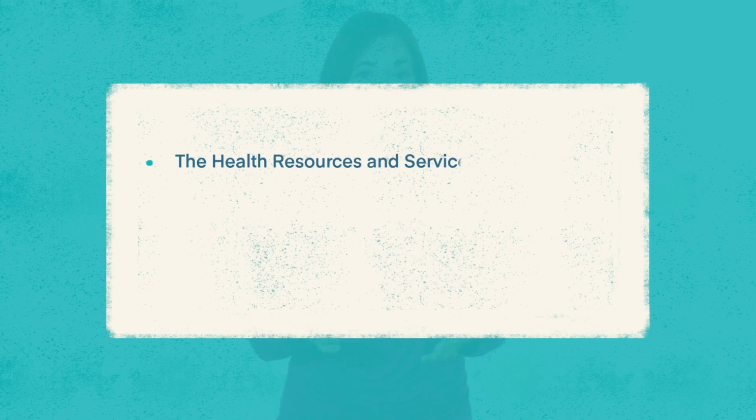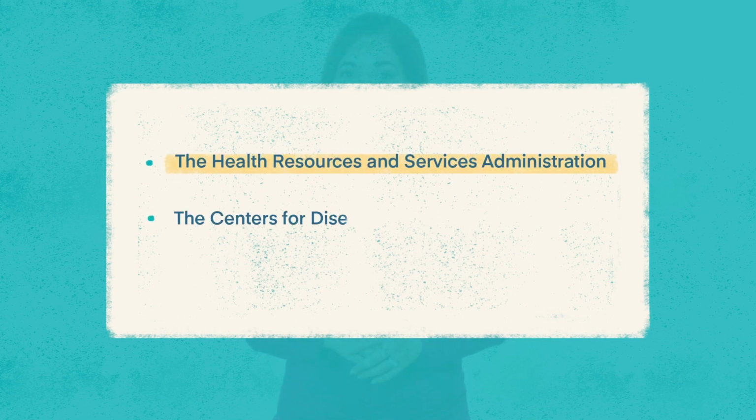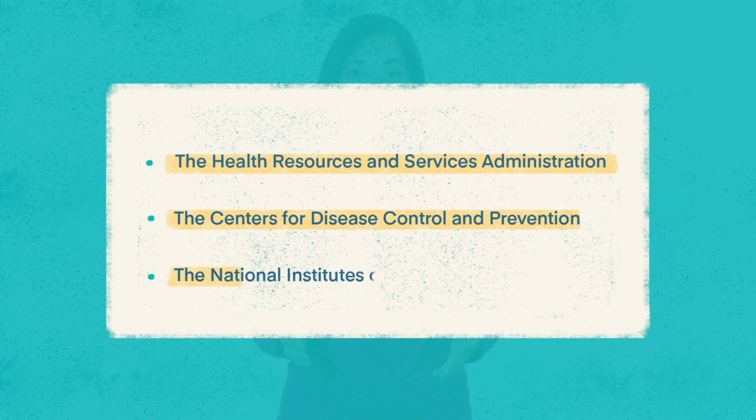Now let's review newborn screening at the federal level. There are 3 main federal agencies involved in newborn screening: the Health Resources and Services Administration, also known as HRSA, the Centers for Disease Control and Prevention, also known as the CDC, and the National Institutes of Health, also known as the NIH. Let's first talk about the CDC and the NIH.